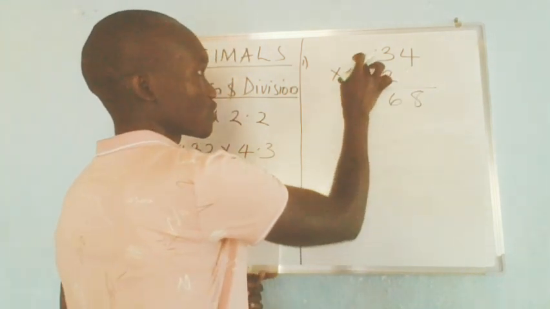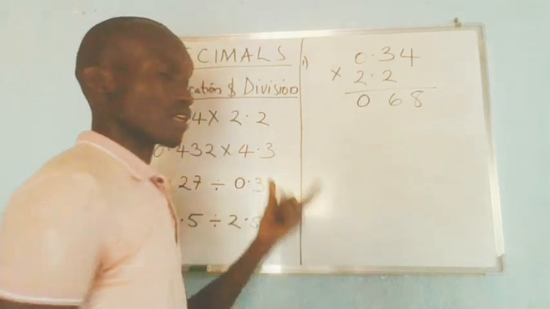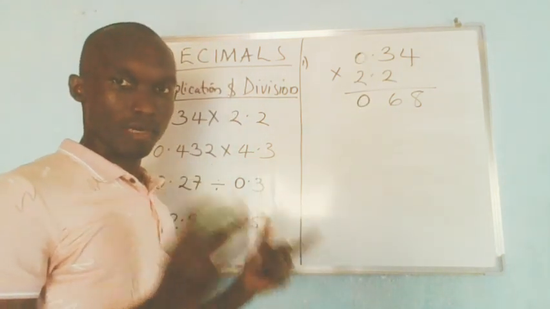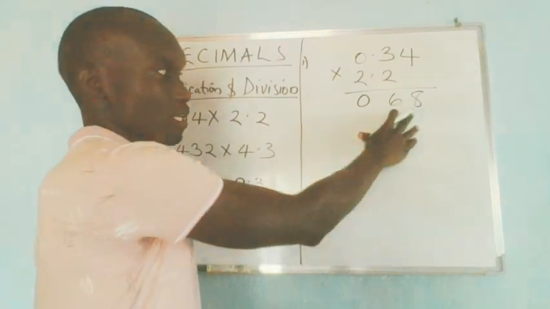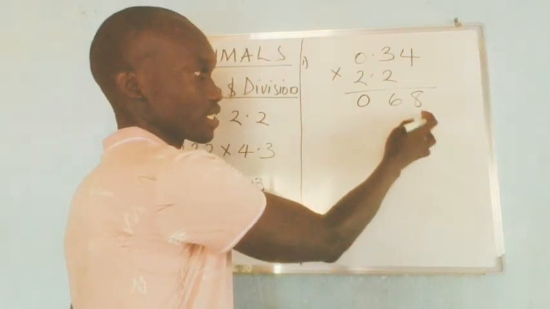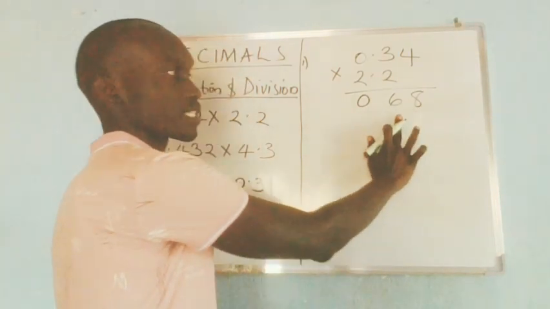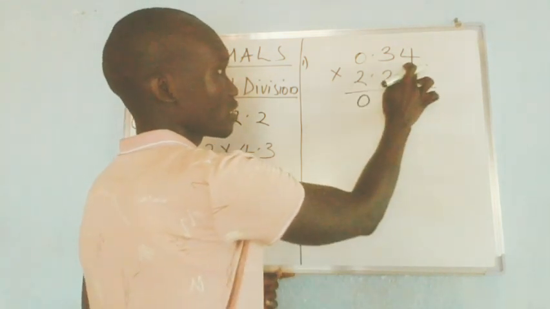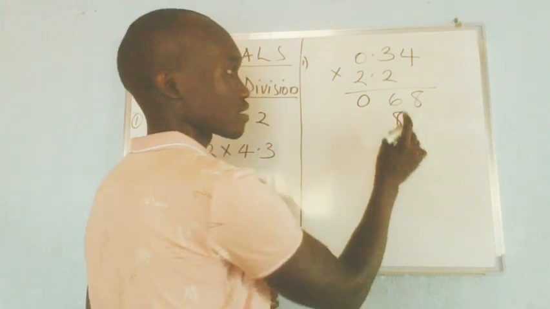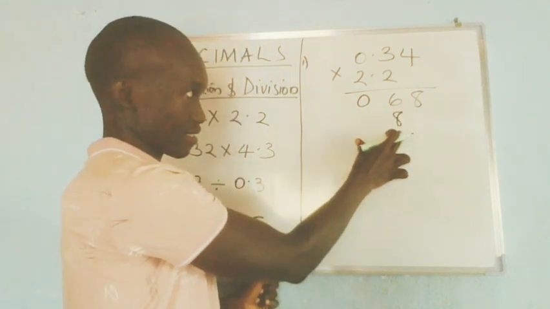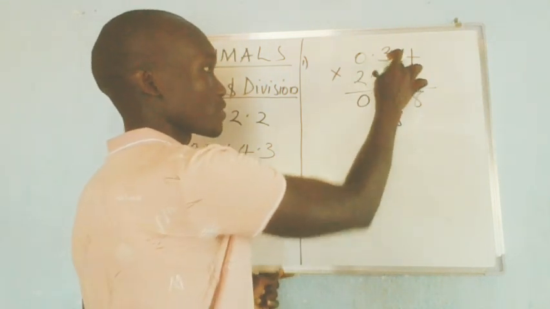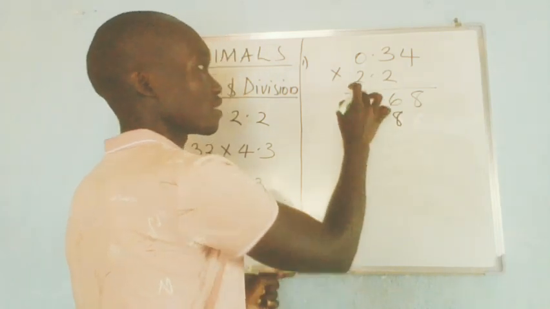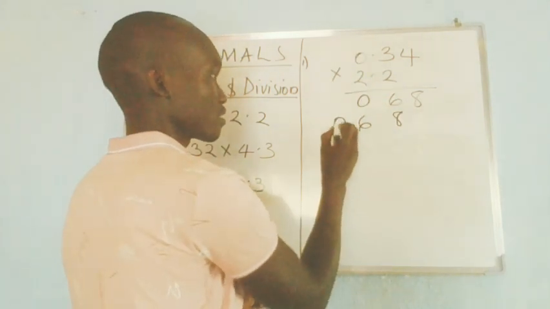You go 2 times 0, that will be 0. Now the secret is when you're coming to multiply the second number, you skip 1 from the last one. So in this case, we are not going to start from 8, but we shall start from the next number, from 6. So we shall have 2 times 4, that will be 8. Instead of writing 8 there, we write it under 6. 2 times 3, that will be 6. 2 times 0, that will be 0.